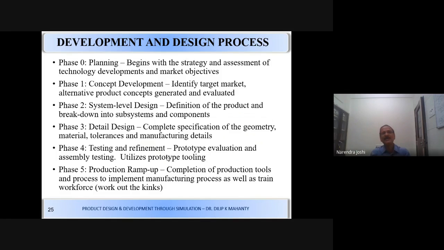I have all the details with me. So how much measurement should be there, what kind of materials, what kind of manufacturing tolerance should be there, so that my product performance is what I have intended to plan. Then testing and refinement, so prototype evaluation and assembly testing, utilizing prototype tooling.